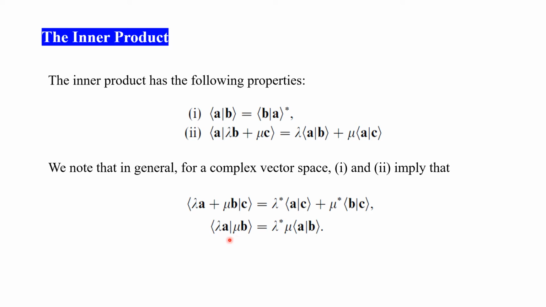So for this case here, if you take out your scalars λ and μ, then the first thing that you do is to take the complex conjugate of your first scalar λ, and then multiply it with μ, and then multiply it with ⟨A|B⟩, or your inner product of A and B.